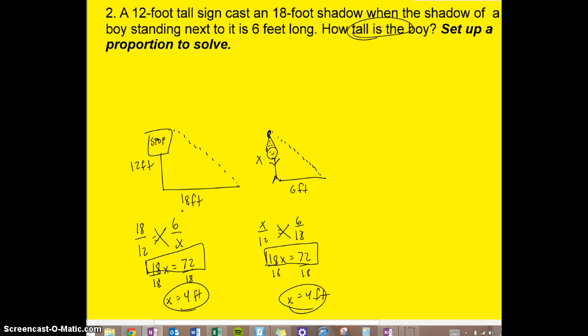There's indirect measurement for you. Make sure that you draw a picture. I think it's helpful to draw a picture. You're basically going to wind up with two triangles. And again, these two proportions are just two of the many different proportions you could write. You could say 12 over 18 equals X over 6, or 12 over X equals 18 over 6. A bunch of different ways to do it.